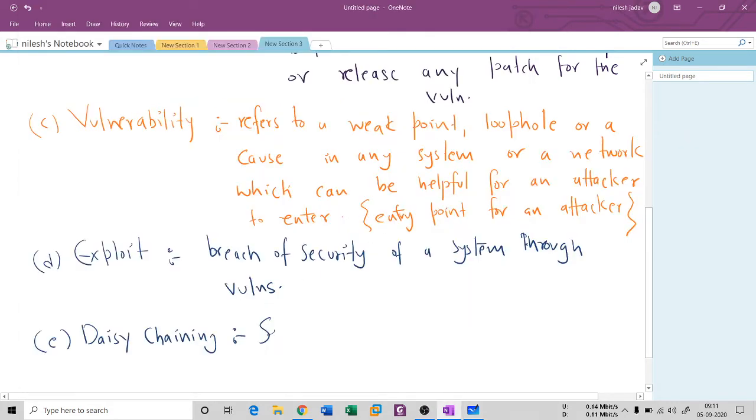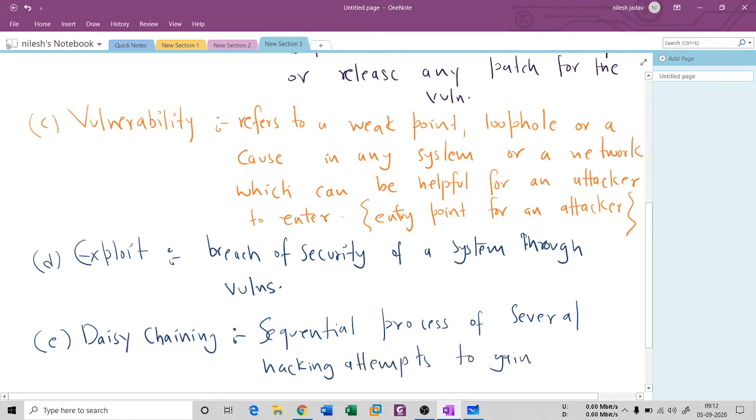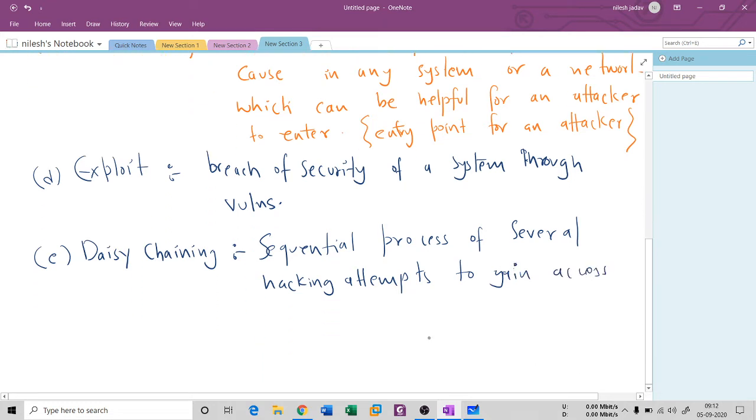It's a sequential process of several hacking attempts to gain access to the target terminal, to the target computer or his network.